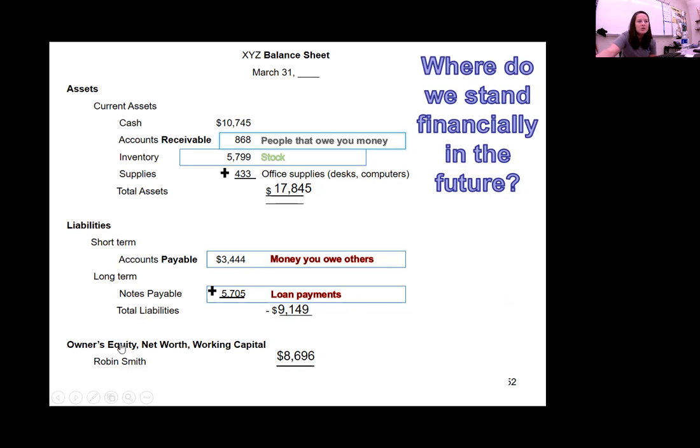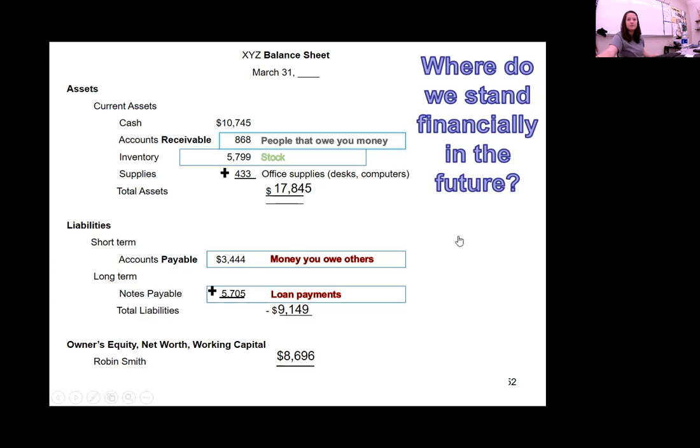Now, to get your owner's equity, or actually how much of the company that you own, you're going to take your total assets minus your total liabilities. So what you own minus what you owe, and that'll give you the actual amount of the company that you own. That's the value of the company that is in good standing. You always, of course, want that number to be high. So you want your owner's equity, or the value of the company that you own, to be high.